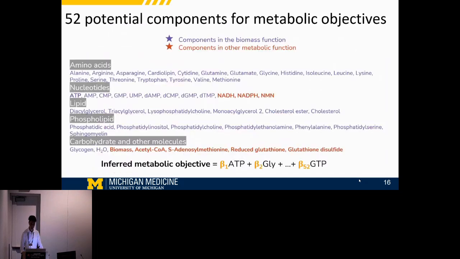And to really find out the metabolic objective for different conditions and different cell types, like I was mentioning, and considering all the issues I was mentioning before, we hypothesized that we can rely on these 52 potential components. They are all metabolites that can be used to infer any type of metabolic objective to represent phenotypes, no matter whether it is redox balance, cell growth, cell migration, or cell death.